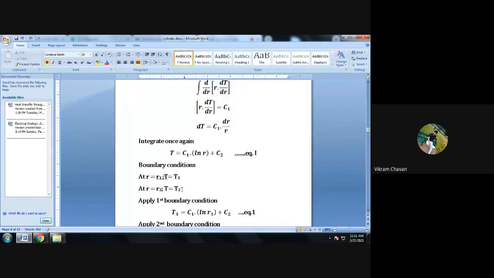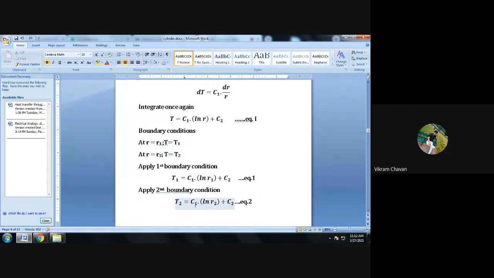Then we have to apply these boundary conditions one by one. Apply the first boundary condition: when R is equal to R1, T becomes T1. We apply it on equation Roman 1. So T1 is equal to C1 multiplied by ln of R1 plus C2. Give this equation number 1. Then apply the second boundary condition.